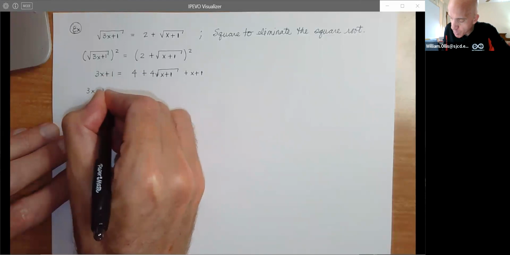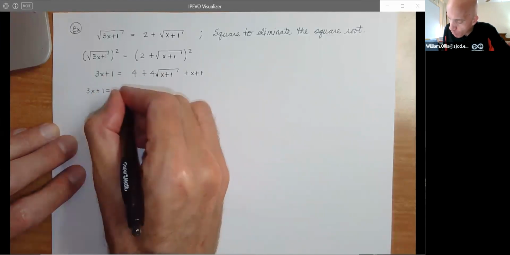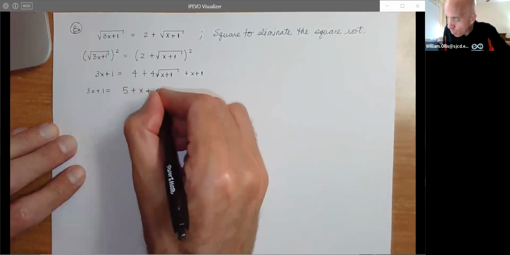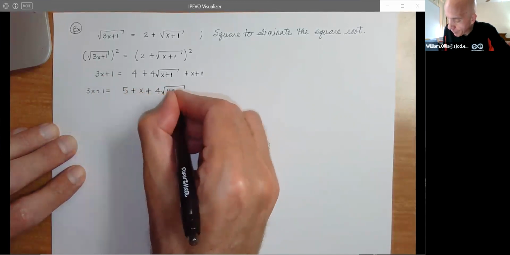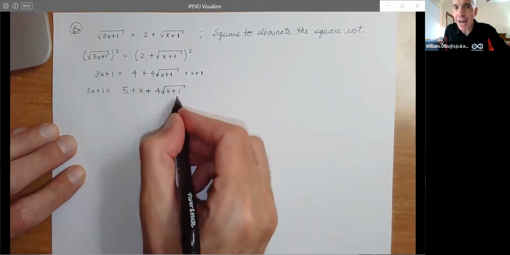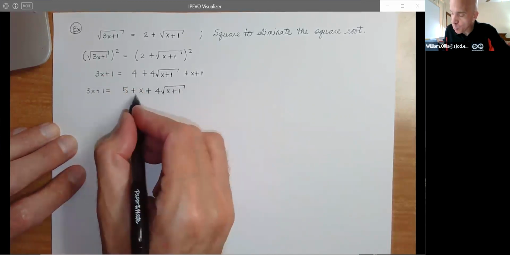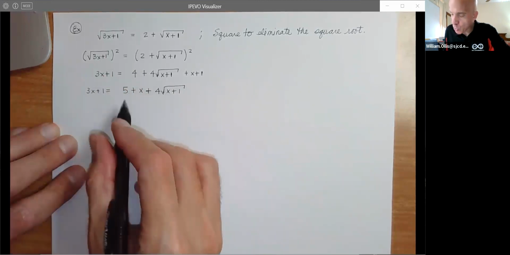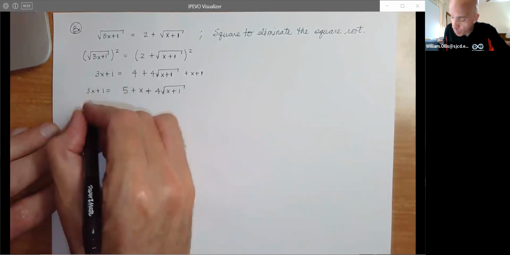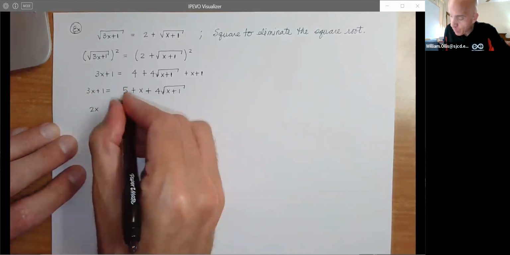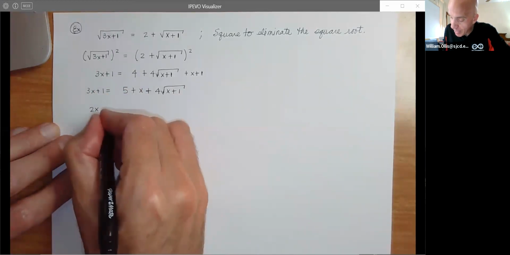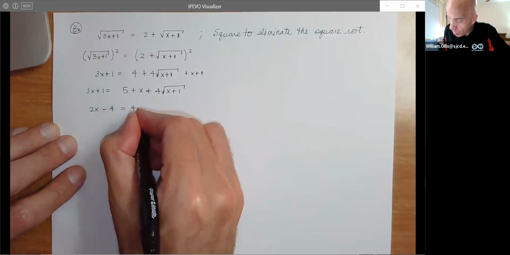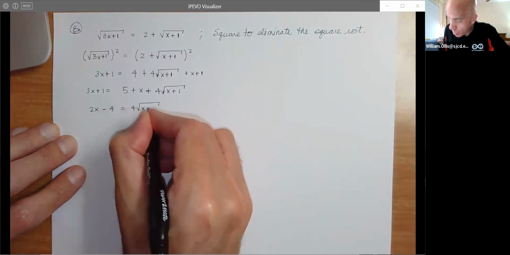So now what we want to do is collect some terms. So we have 3x plus 1, and here we've got a 5. 4 plus 1 is 5, plus x plus 4 times the square root of x plus 1. Now again, we want to isolate the term with the radical, so let's move everything to one side. Again, it doesn't matter, completely your choice. So again, if we subtract x from 3x, we get 2x. And if we subtract 5 from 1, we get a -4.